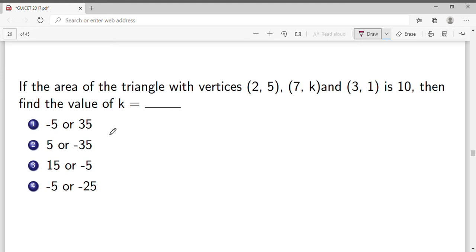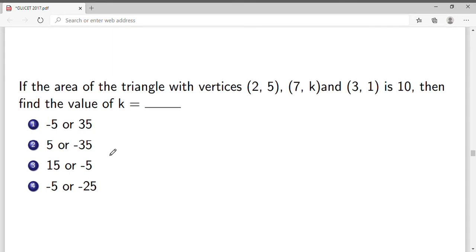First option is minus 5 or 35. Second option is 5 or minus 35. Third option is 15 or minus 5. And fourth option is minus 5 or minus 25. Now first we discuss how to find the solution.